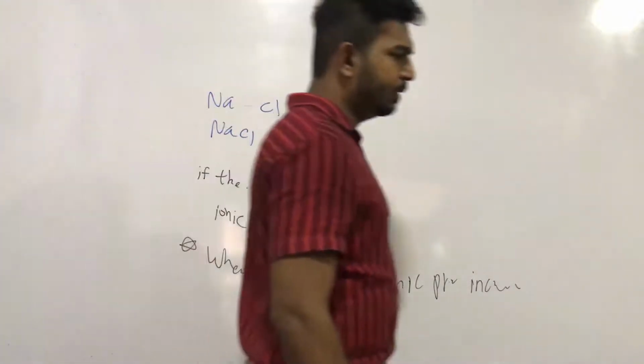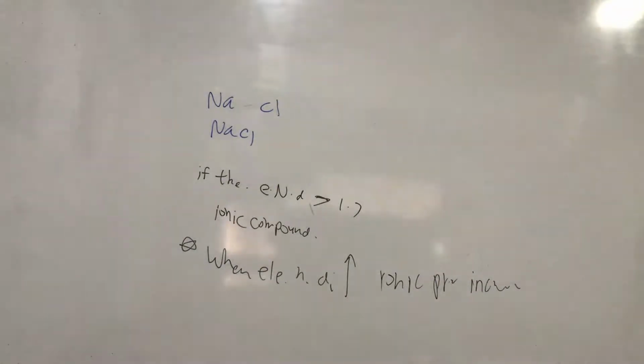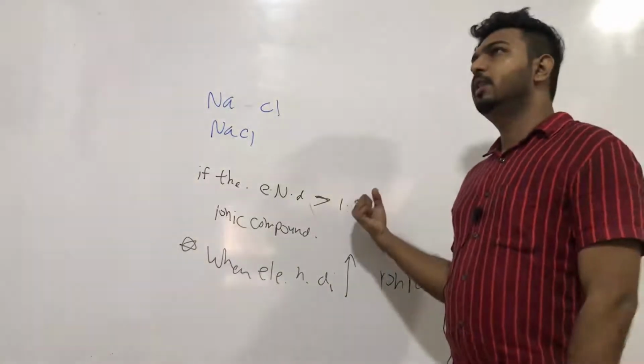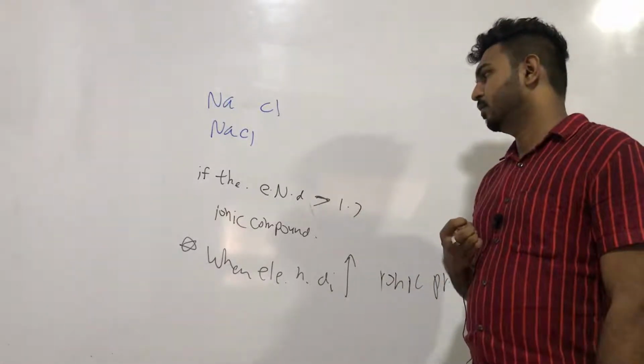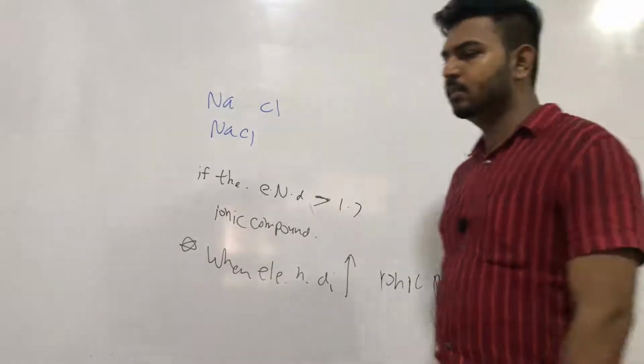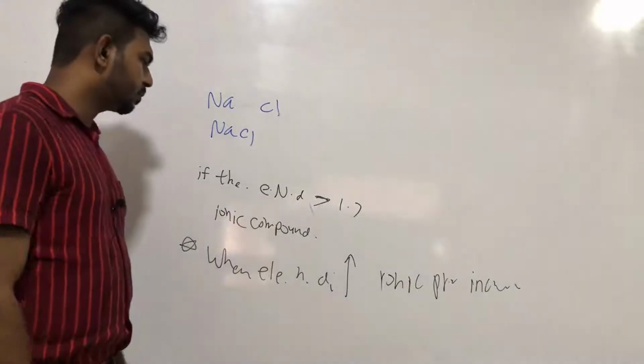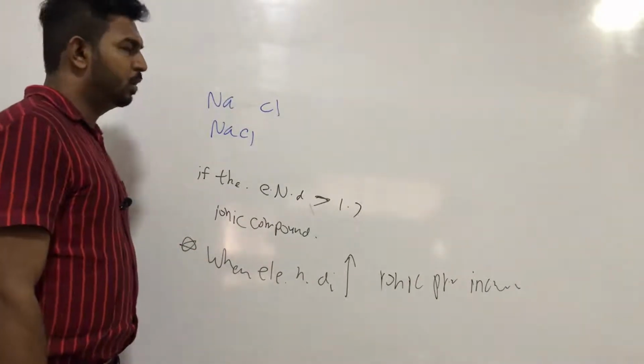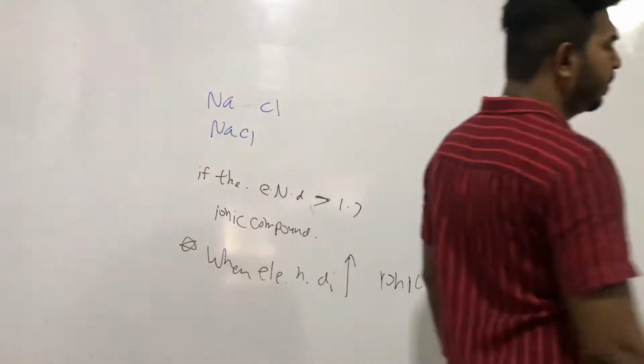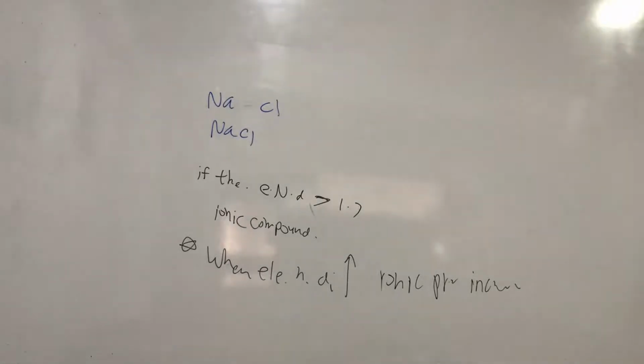If the electronegativity difference between two atoms is greater than 1.7, those compounds are called ionic compounds.